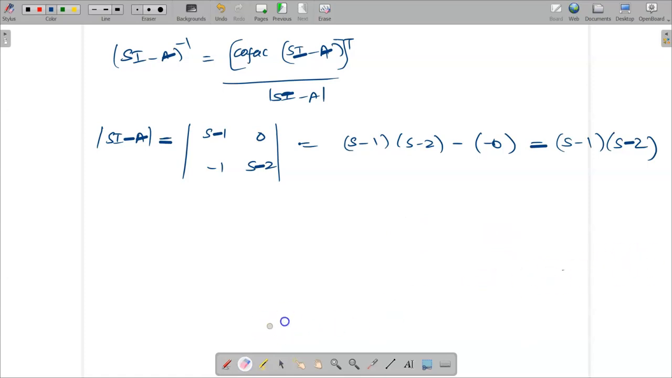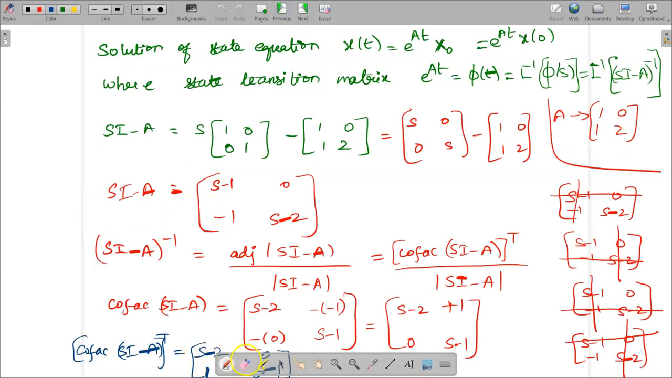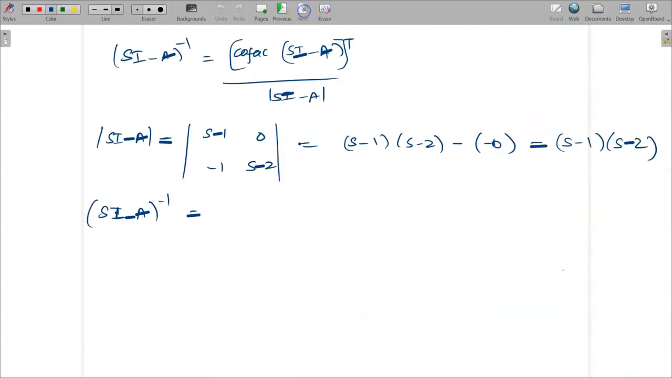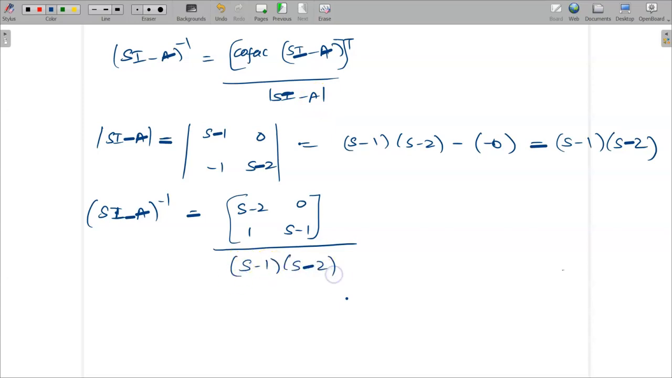So once you have obtained that, let me find out (sI - A) inverse. I need to write this cofactor matrix. The cofactor matrix is s - 2, 0, 1, s - 1. This is the transpose of the cofactor matrix, the whole divided by the determinant of this term. What is the determinant of this term? (s - 1) into (s - 2). So now for each and every term, the denominator is this.